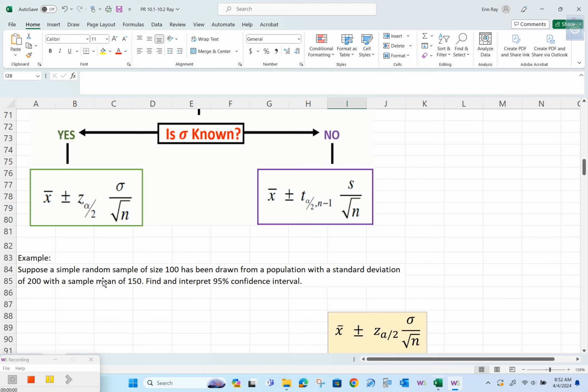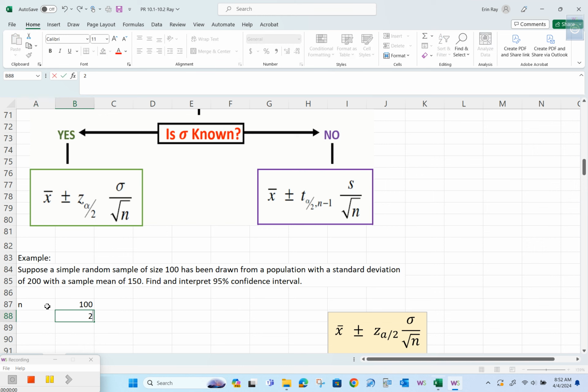So this first example says, suppose a simple random sample of size 100 has been drawn from a population. Okay, size 100 tells us two things. That is the n value, 100, and that because it's larger than 30, we have a normal distribution. Then it says we have a standard deviation of 200 and a sample mean of 150.